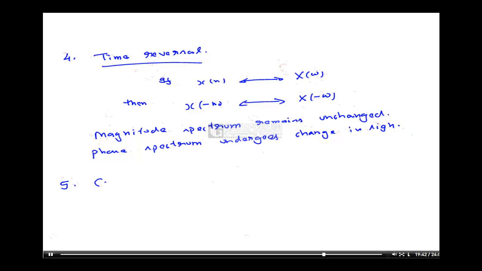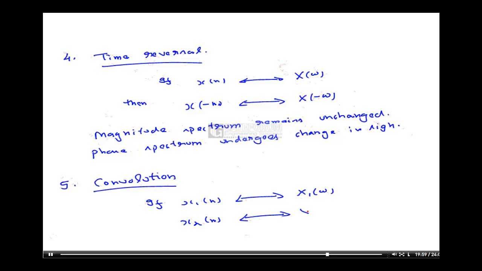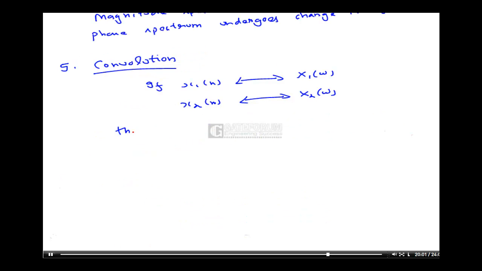Convolution property. Convolution of two time domain sequences: if x1[n] is having Fourier transform as X1 of omega, x2[n] is having Fourier transform X2 of omega, then x1[n] convolved with x2[n] goes to multiplication in frequency domain. Okay, so this is the convolution theorem.